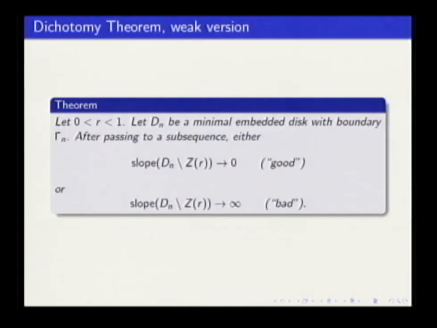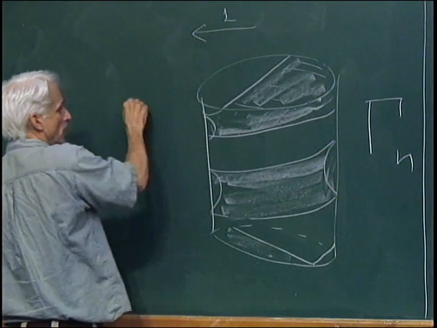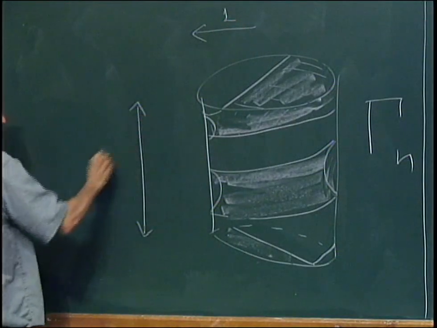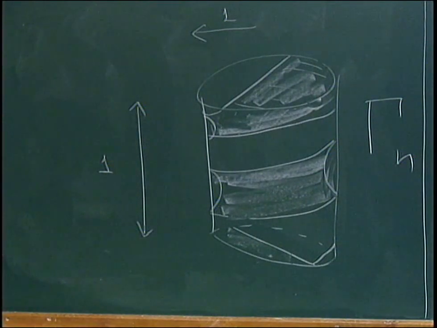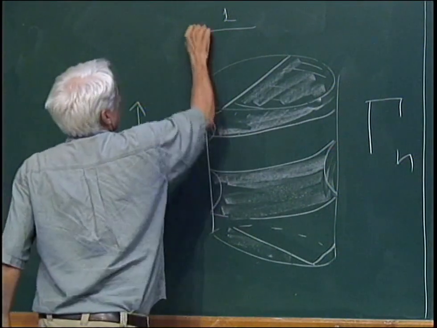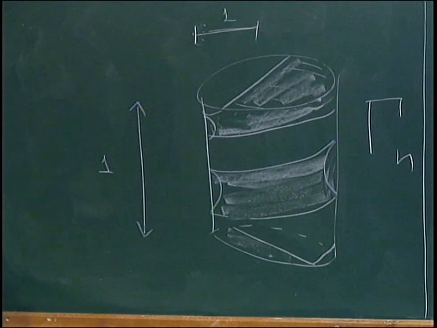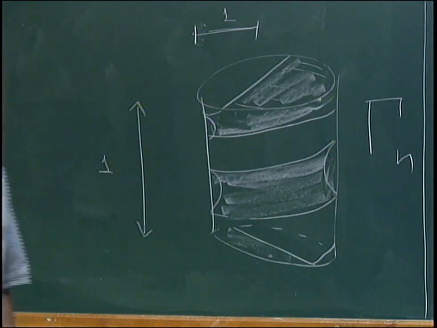Okay, so now let me state a version of the dichotomy theorem. I guess I didn't say this, but I always want to think of this cylinder as having radius 1 and height 1. And so pick some r between 0 and 1, and take a sequence of these disks, where Dn is a disk with boundary gamma n, and I'm going to let n go to infinity.